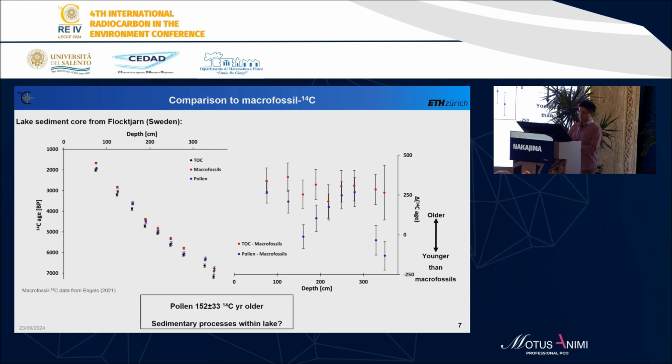And one of the reasons why we think this is the best explanation is that for the oldest part, where we have a really good match between pollen and macrofossils, the sediment is composed primarily of clay, whereas for the rest of the record, it's composed of detrital gyttja, which is more prone to resuspension than clay. So we think that sedimentary processes may be a cause for an offset between macrofossils and pollen.